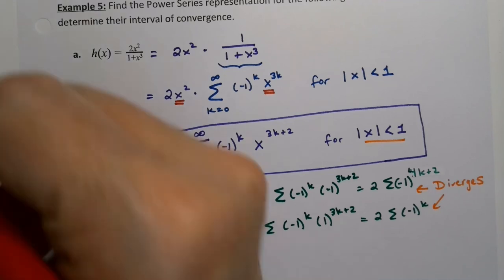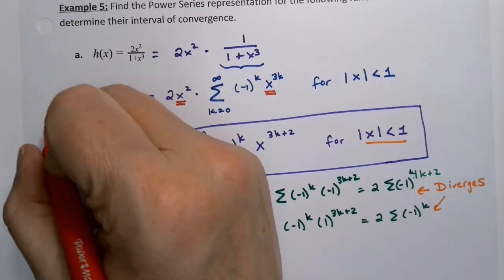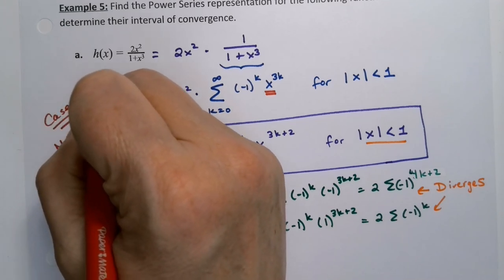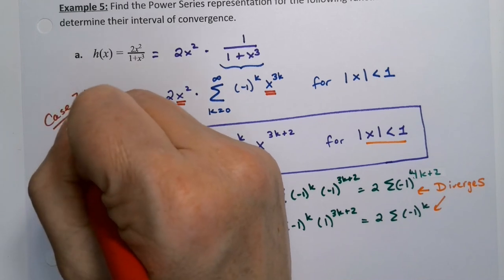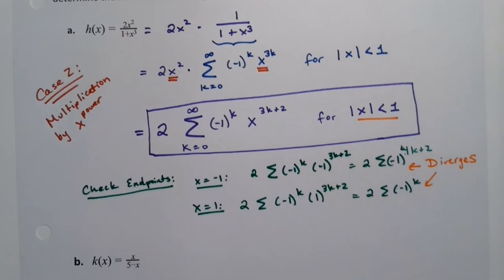So this was case 2. This was multiplication by a power. Well, I guess by x to the power.